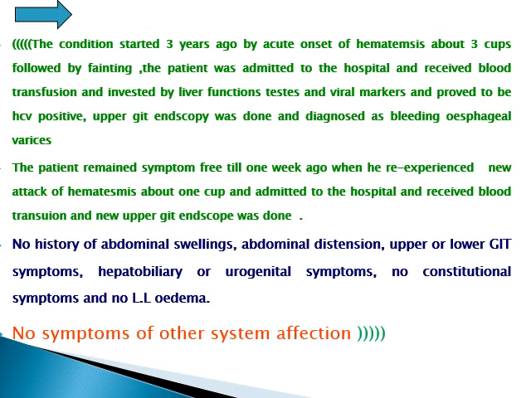The condition started 3 years ago with acute onset of hematemesis. In the complaint we say vomiting of altered blood, but here you can use the medical term: acute onset of hematemesis, about 3 cups, followed by fainting. The patient was admitted to the hospital and received blood transfusion and was investigated by liver function tests and viral markers, and proved to be hepatitis C virus positive. Upper GIT endoscopy was done and diagnosed bleeding esophageal varices. The patient remained symptom free.